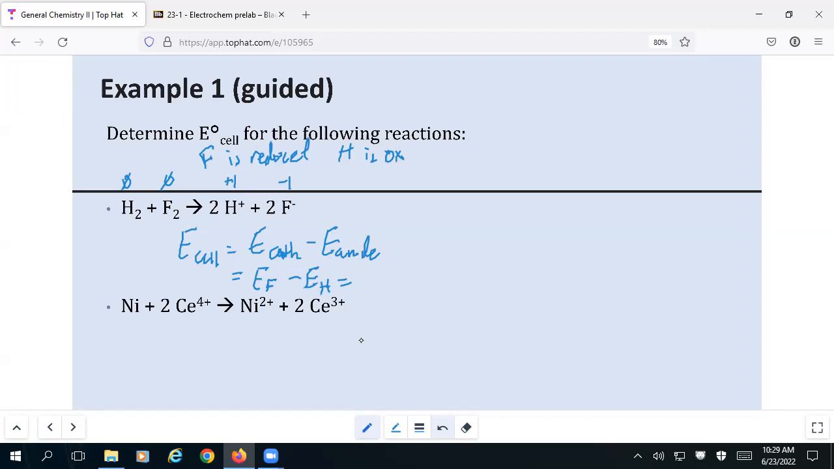Fluorine is 2.872 volts. And hydrogen is 0 volts. So E cell would be 2.872 volts. There we go. That's one approach that you can do.